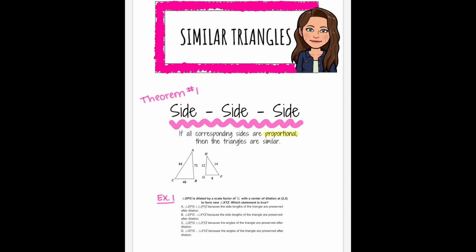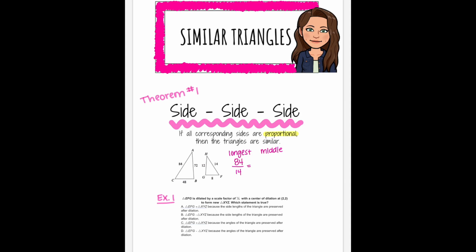In this first diagram, we have two triangles, ABC and HGF, and we want to know if the corresponding sides are proportional. Well, first we need to determine what are the corresponding sides. So first, the longest side of each triangle. The longest of the triangle on the left is 84. The longest of the triangle on the right is 14.